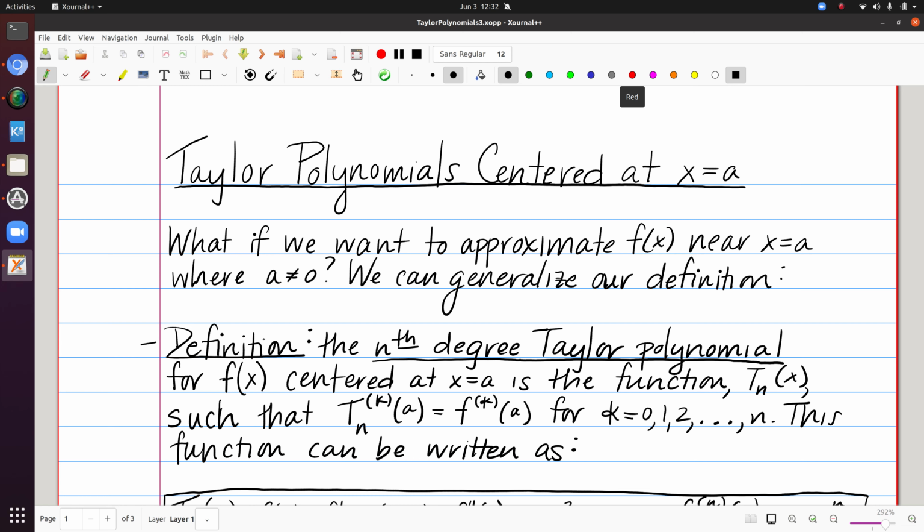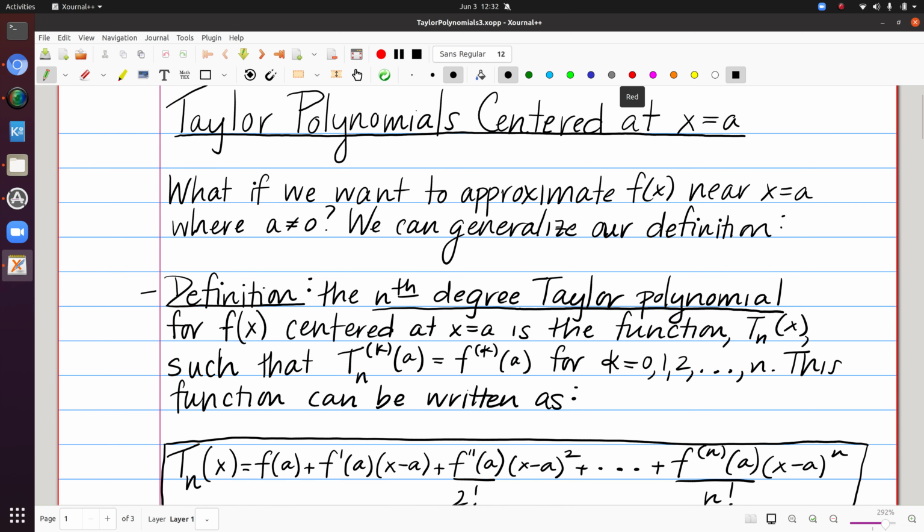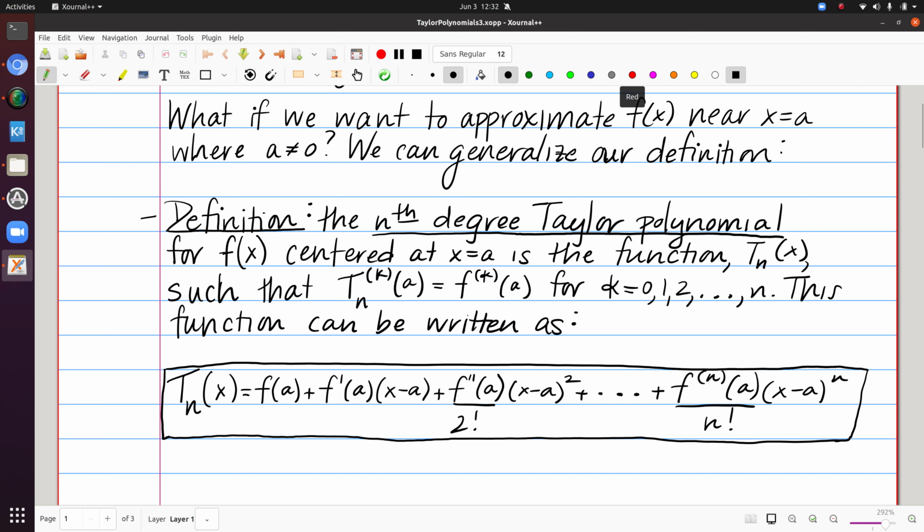What can be helpful to remember is that this function that satisfies that all those derivatives are equal can be expressed as how I've boxed it here. Importantly, notice that if I were to substitute in a equals 0, this would reduce to exactly the same formula we had before. So rather than thinking of this as an extra formula, I would just only know this formula and just keep in mind that the center may in fact be 0. So we have the same kind of structure we've seen before.